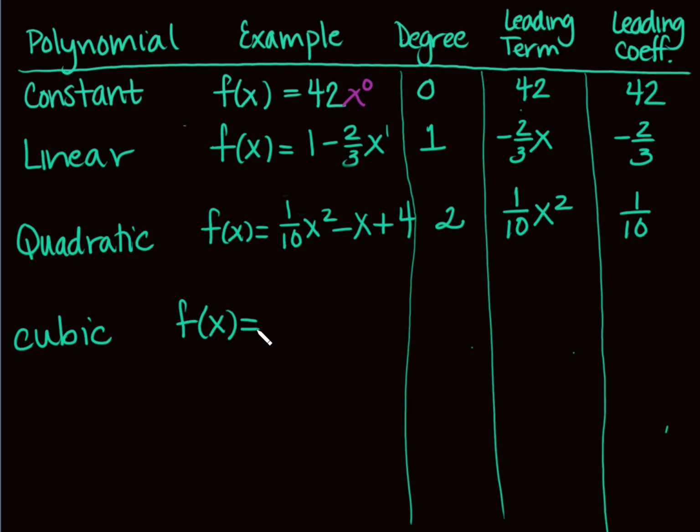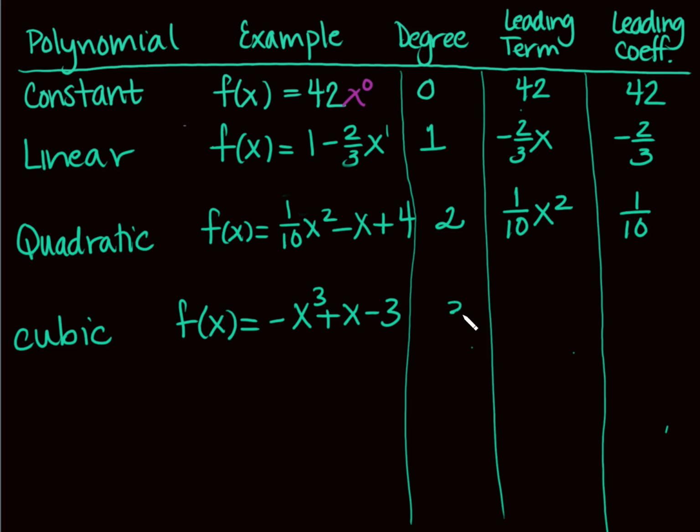So f of x, I could have negative x cubed plus x minus 3. Do I have to have every single term? Like for instance here, I don't have a squared term, right? No, I don't have to have that. For it to be a cubic, I just need to have a cubed term, and that's it. X cubed by itself with no squared, no linear, anything, that is still a cubic, right?